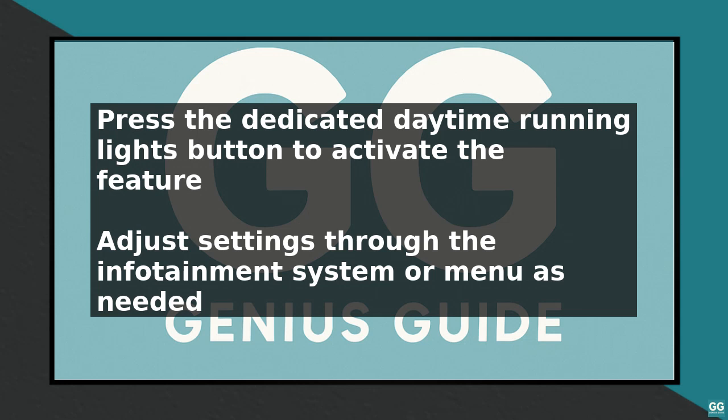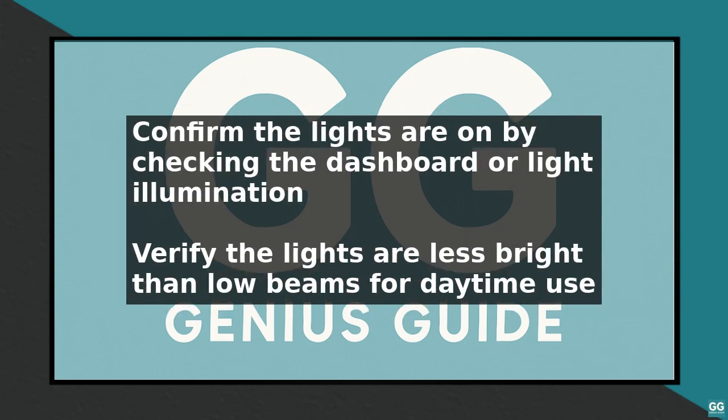Daytime running lights are usually less bright than low beams and are designed to increase visibility during the day. It is essential to note that daytime running lights are a safety feature and are required in many countries. They help to reduce the risk of accidents by making your vehicle more visible to other drivers, pedestrians, and cyclists. Always follow the manufacturer's instructions and local regulations regarding the use of daytime running lights.